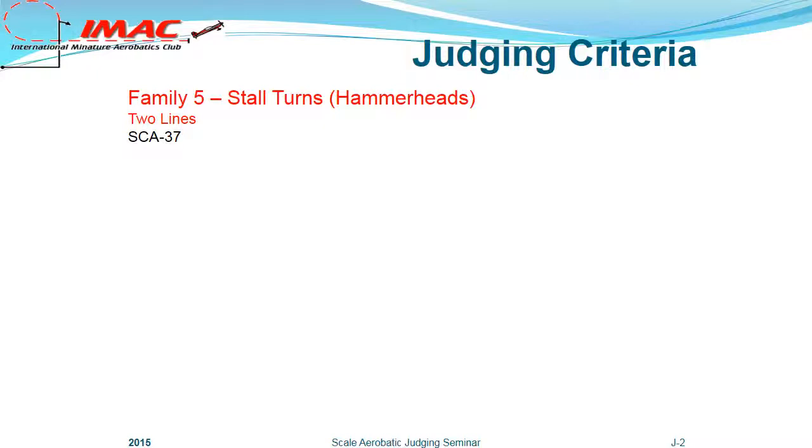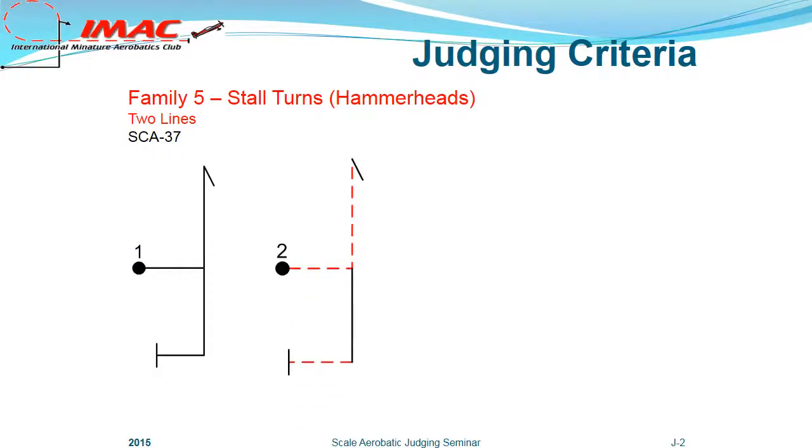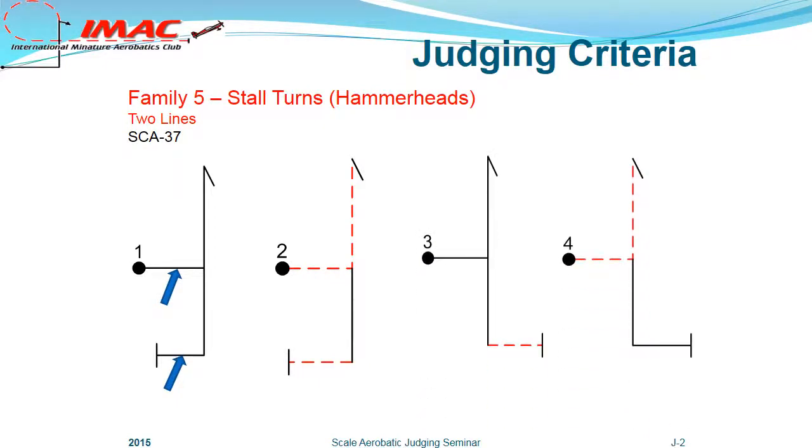Here are some examples of two-line stall turns. Hammerheads can be flown either upright or inverted as shown in figures 1 and 2. Both of these figures might be referred to as turnaround figures since the aircraft exits in the opposite direction of entry. Figures 3 and 4 are also two-line hammerheads with the exit in the same direction as the entry. Note also that these figures exit in a different orientation than entry.